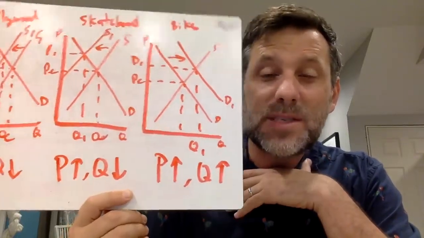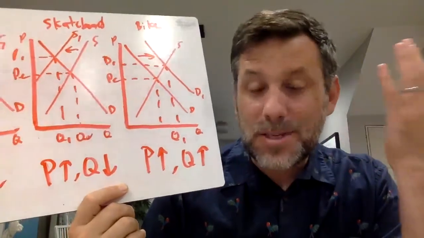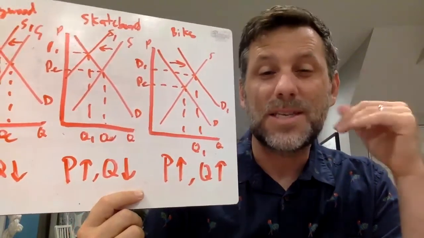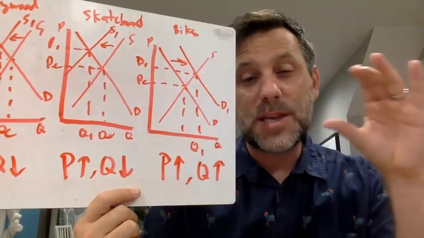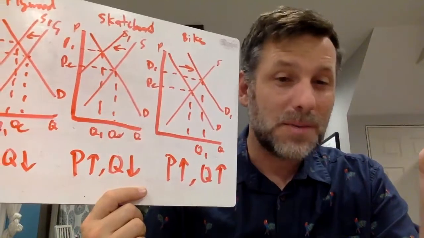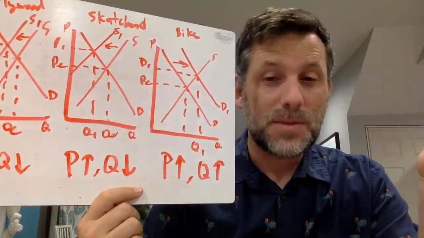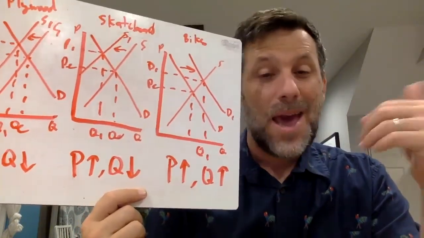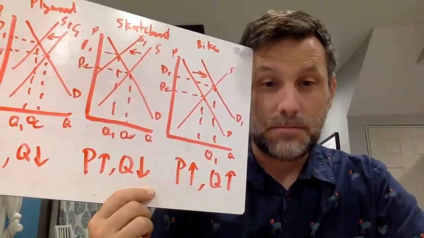So how would you see this on the AP test? If you were taking the micro test, it might be an FRQ, but on the macro test, you would see a multiple choice question that would give you the scenario and say, this is plywood, this is skateboards, this is bikes. Plywood is a resource used to make skateboards. Bikes and skateboards are substitutes. Then they would say the government puts a tax on plywood. And then the question would be, what happens to the price and quantity of bikes?